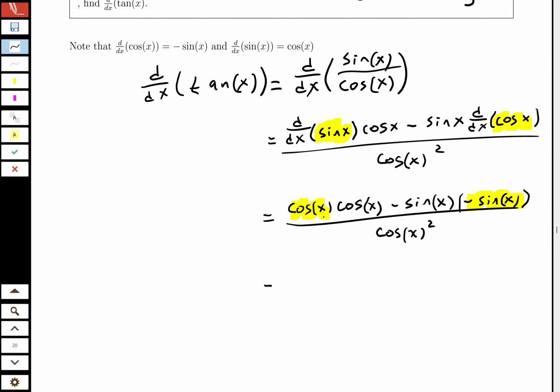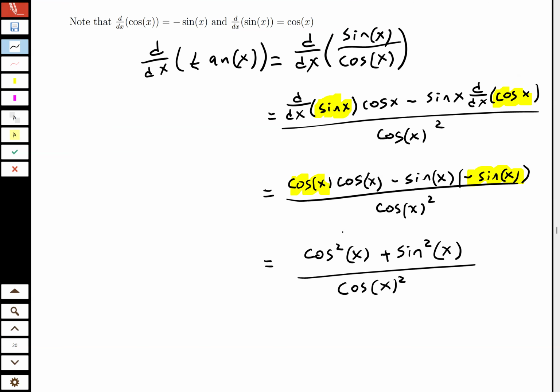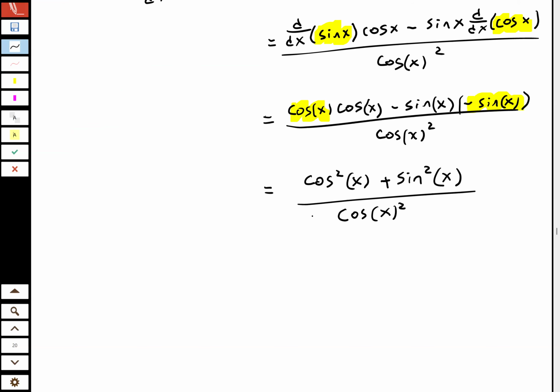Because I have cosine times cosine, that's cosine squared. A negative times a negative is going to make this a positive. Sine times sine is sine squared. I've got sine squared plus cosine squared. That's the Pythagorean identity. Sine squared plus cosine squared is 1. So I can replace the top of that fraction by the number 1.